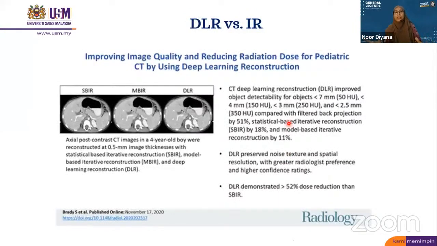In a recent study, they used deep learning reconstruction or DLR. Using DLR, noise and spatial resolution are preserved, and it also demonstrated 52% dose reduction compared to iterative reconstruction. So deep learning reconstruction is also one of the recent technologies or recent inventions that has been made to reduce the dose.